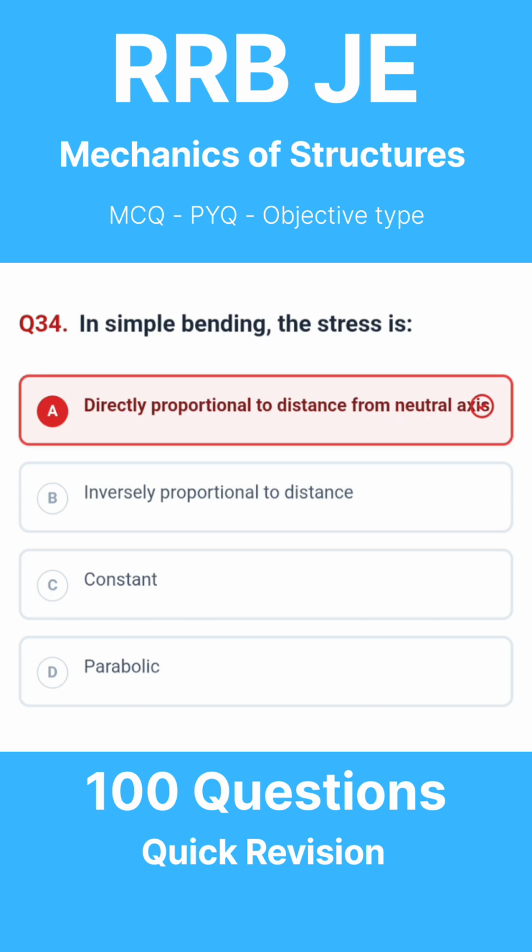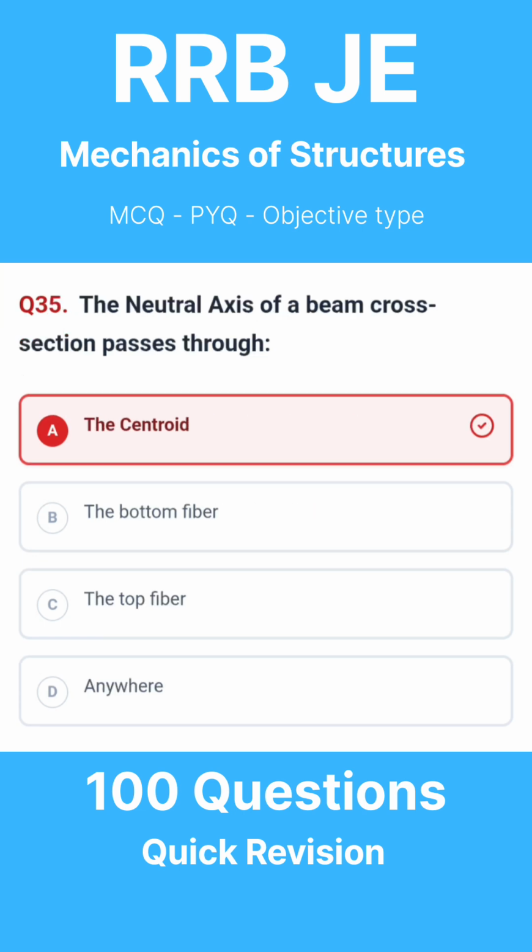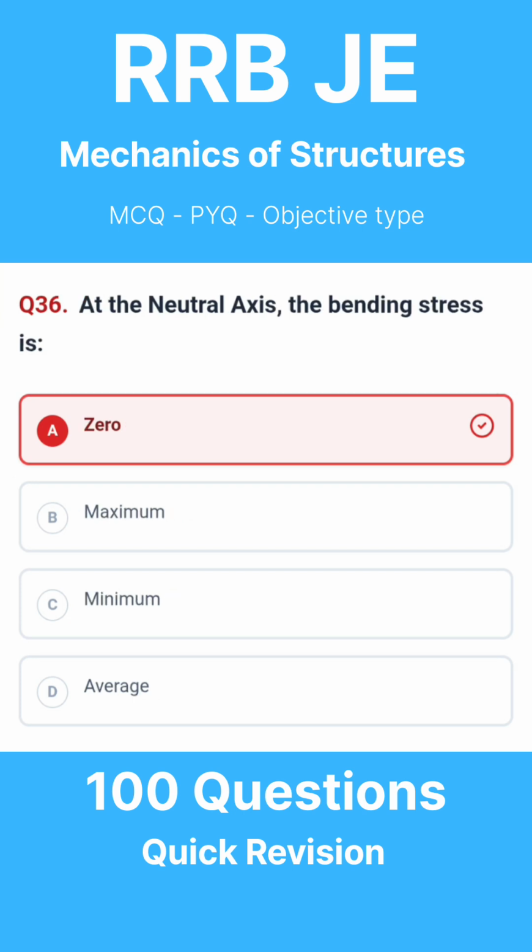Question 34. In simple bending, the stress is. The correct answer is directly proportional to distance from neutral axis. Question 35. The neutral axis of a beam cross-section passes through. The correct answer is the centroid. Question 36. At the neutral axis, the bending stress is. The correct answer is 0.